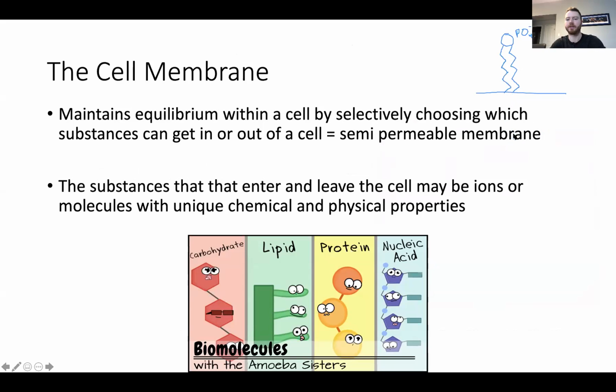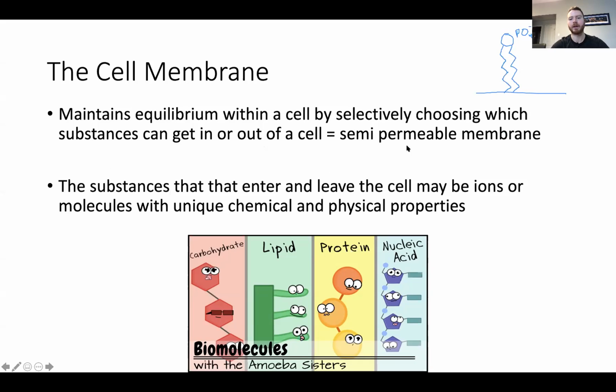I'm going to keep this up here. All right, so again, we're just going to finish up our talk about the cell membrane here. The cell membrane maintains equilibrium within a cell by selectively choosing which substances can get into or out of a cell. So this is what makes it a semi-permeable membrane. Not everything can get in, only particular things. The substances that enter and leave the cell may be ions or molecules with unique chemical and physical properties.